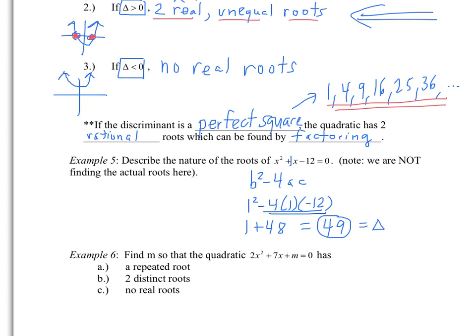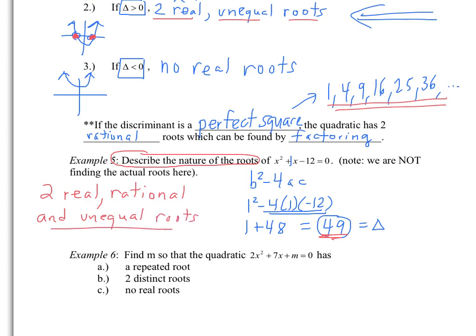Notice how it's greater than 0, and it's a perfect square. So that suggests, if we're going to describe the nature of the roots, that means you have to use words and write it out. So this would mean that we would have two real, rational, and unequal roots. So that's describing the nature of the roots. Notice that we did not actually find the roots. Our focus here is on just describing them.